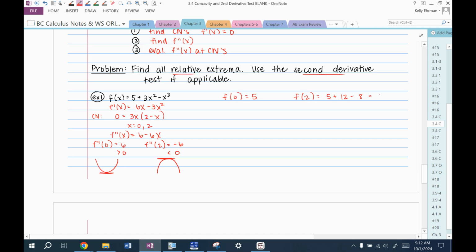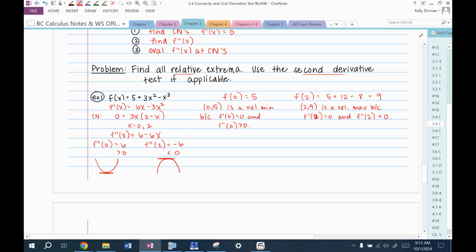17 minus 8 is 9. Okay, so the point (0, 5) is a relative, I always need the picture, relative min, because f prime of 0 equals 0 and f double prime of 0 is greater than 0. That's your justification. And then (2, 9) is a relative max because f prime of 2 is equal to 0 and f double prime of 2 was less than 0.